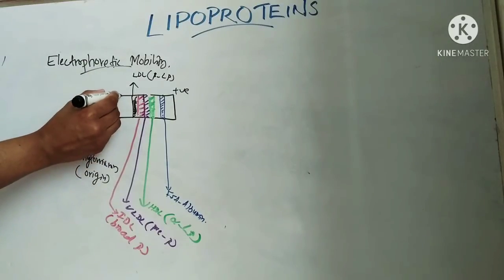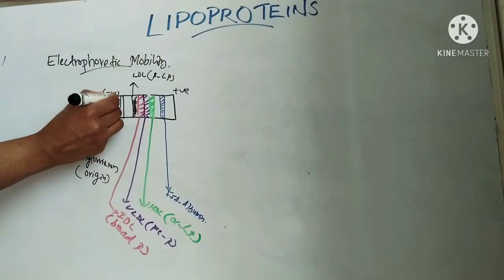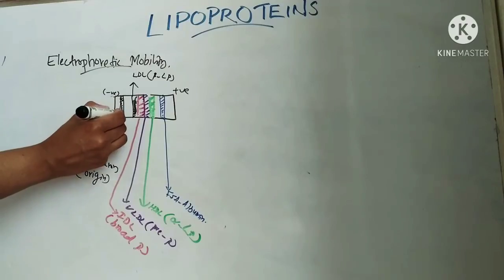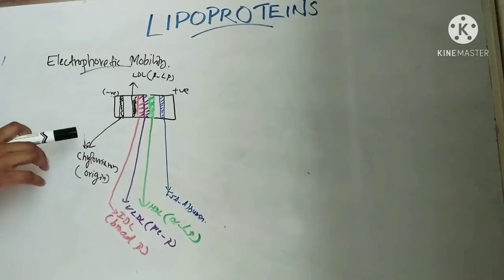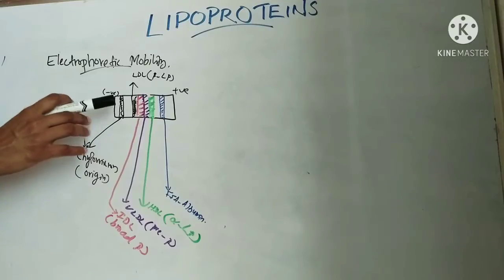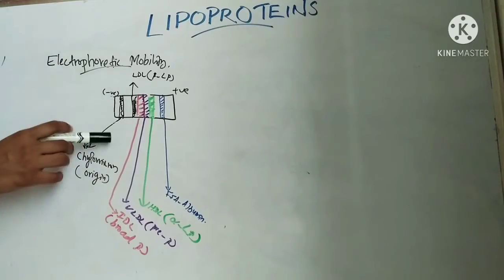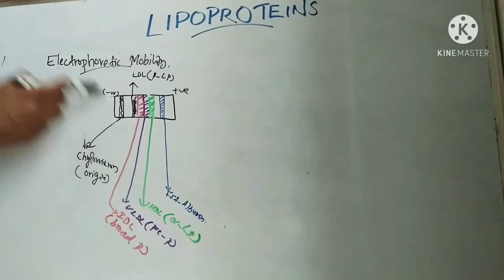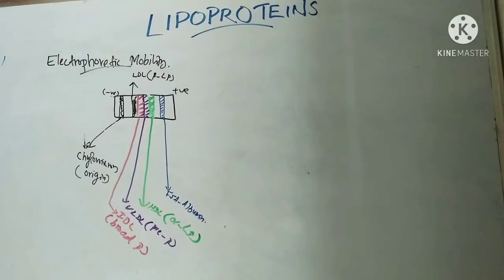Here in the origin it will be chylomicrons. Based on electrophoretic mobility, this is based on size and protein content. The higher the protein content, the higher the mobility. Chylomicrons have the least protein content, so they stay in the origin. According to size, chylomicrons are bigger, and HDL is smaller in size.